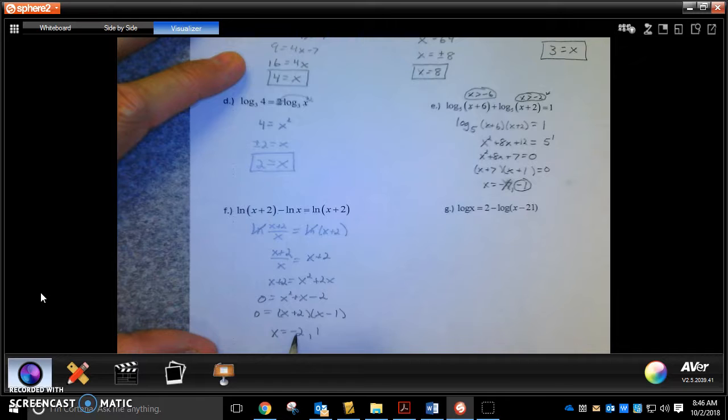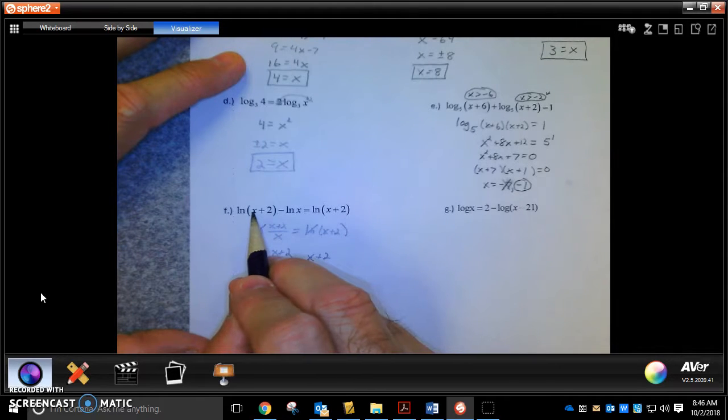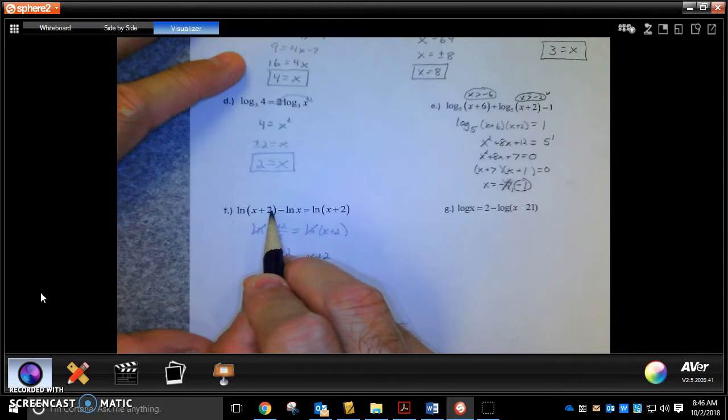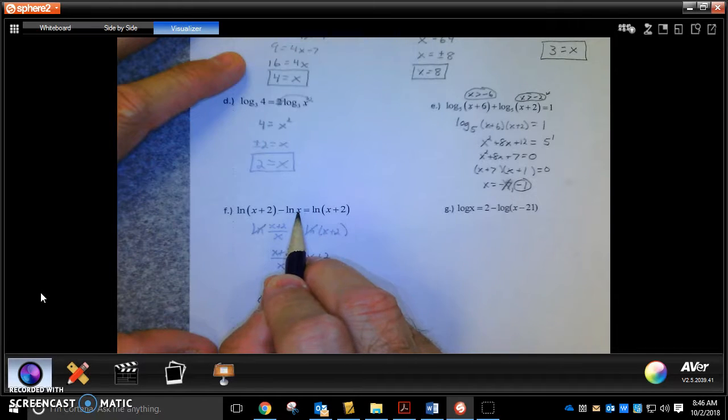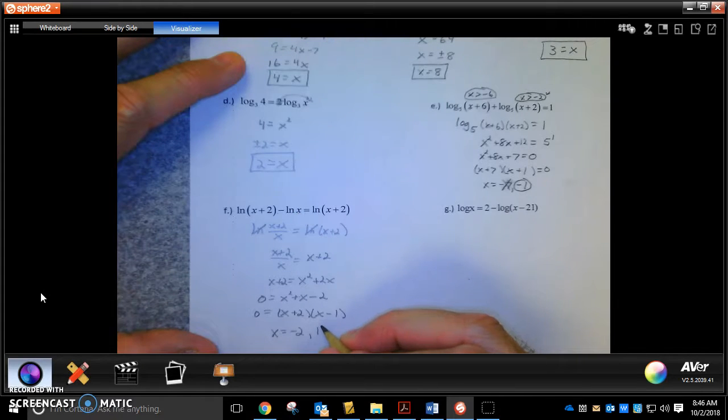So if you test the -2, if you put the -2 here, you're going to get -2 plus 2, which is 0. X needs to actually be greater than 0, not 0. So that one's not going to work. That one wouldn't work either. So positive 1 does work, though. So there's our answer.